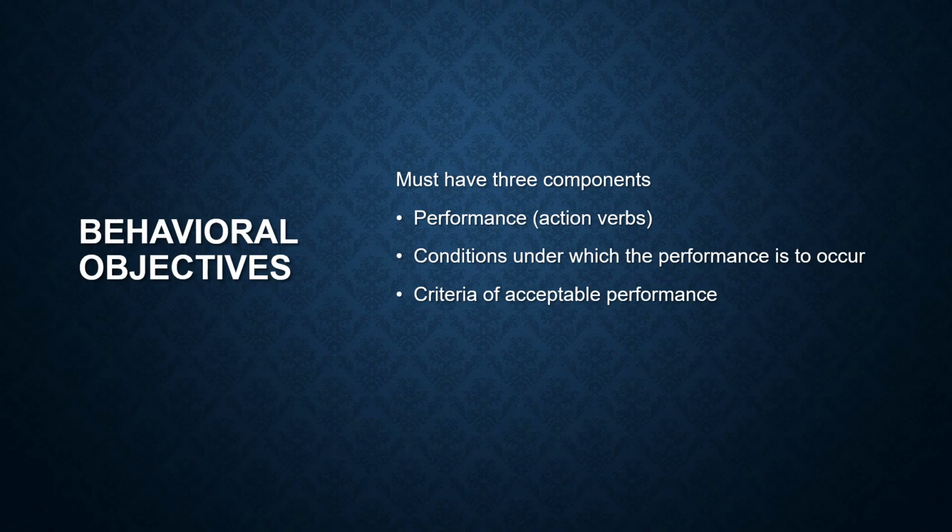Conditions are the circumstances under which the performance will take place. It includes tools and resources, what they will use, what they will not use, the environment, a time frame. Criteria is the level of acceptance for success and can be expressed as speed, accuracy, or statistically as a percentage.